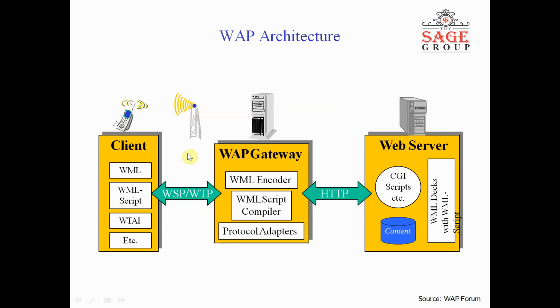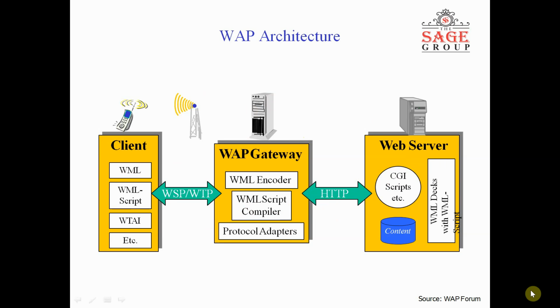Next was WAP architecture. In the previous slide we saw the internet model, before we used WAP. Now in this we have a third component, which is in the middle between client and web server, known as the WAP gateway. Firstly, the client sends the message to the server with the help of the gateway, and web servers respond through that gateway.